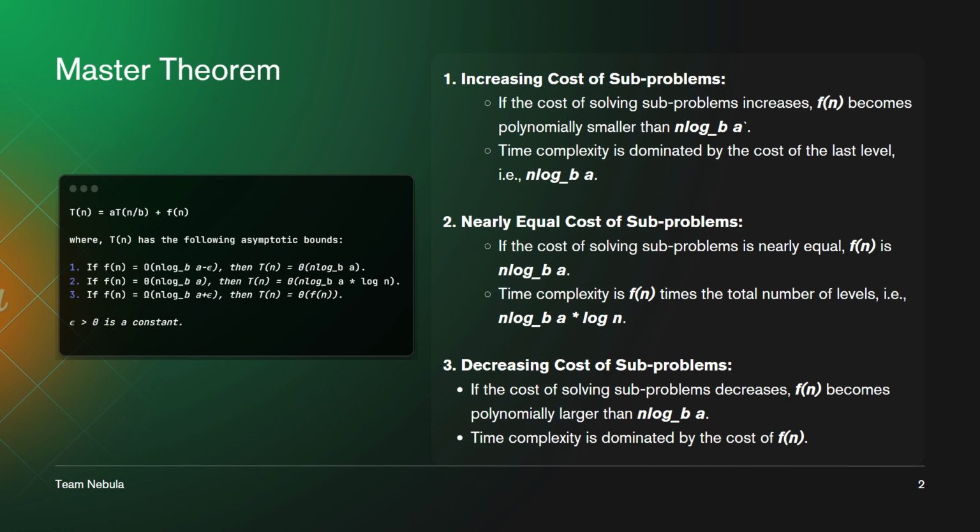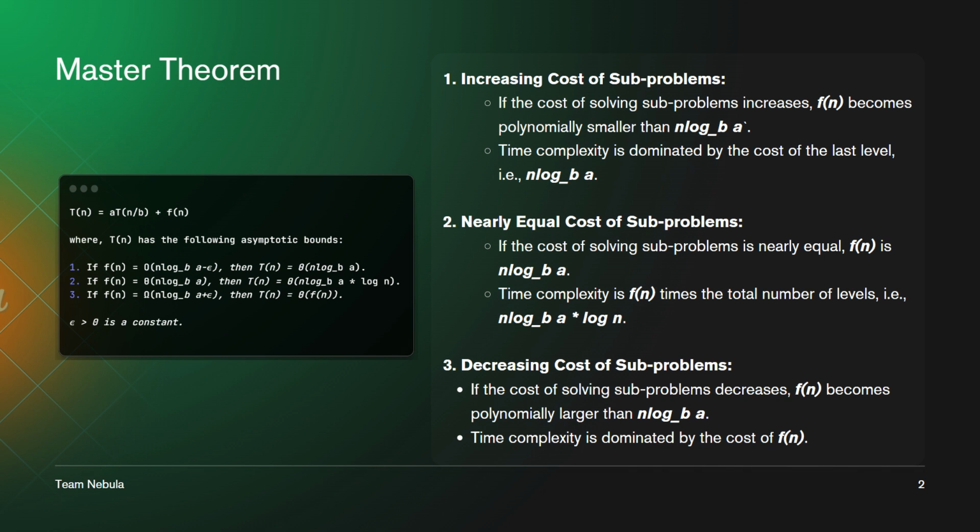If the cost of solving the subproblems at each level increases by a certain factor, the value of function f of n will become polynomially smaller than n raised to the power logarithm base b of a. Thus, the time complexity is dominated by the cost of the last level.